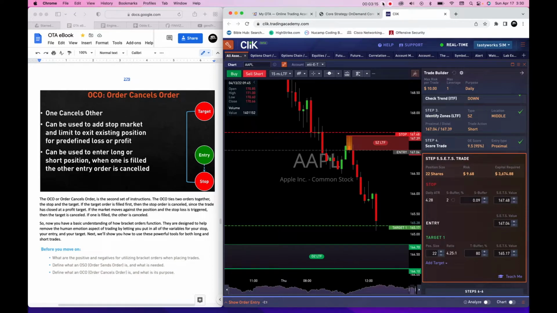So now you have a basic understanding of how bracket orders function. They are designed to help remove the human emotion aspect of trading by letting you put in all of the variables for your stop, your entry, and your target. Next, we'll show you how to use these powerful tools for both long and short-term trades.